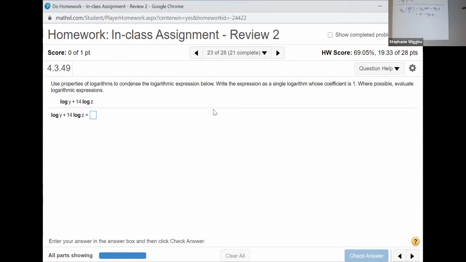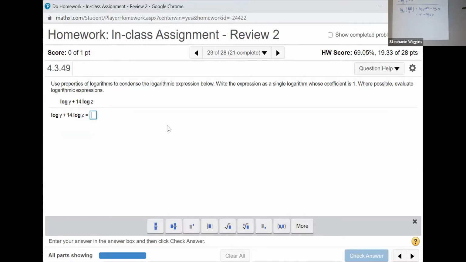Again, we're condensing. So this is going to become, so now because this is plus, it's going to be a product. And because of this constant in front, that's going to be an exponent on z. So we have log of y multiplied by z to the power of 14. So I'm condensing now.